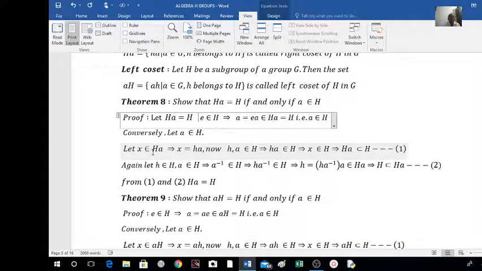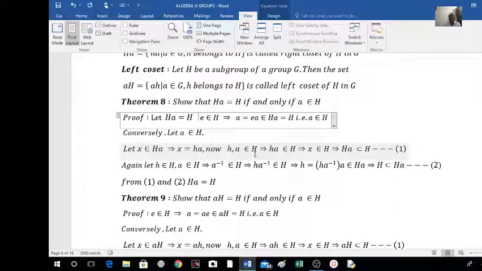If X belongs to HA, then how are the elements of this HA? They are, say, H1A, H2A, H3A, H4A, like this. That is an element of H into A. Any element belonging to this coset must be of the form an element of H into A. So therefore this implies X is equal to H into A, where H is an element of H. Now here A belongs to H is there, and H is also an element of H. These are two elements of H.